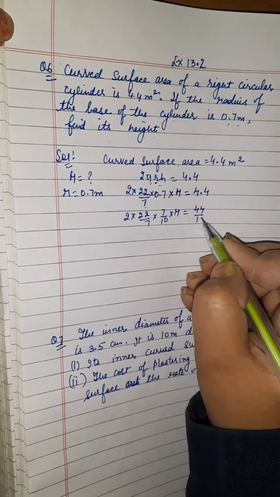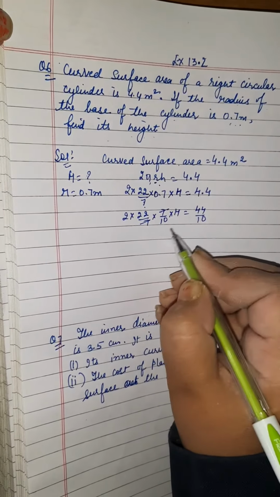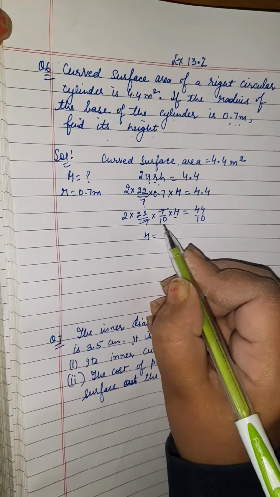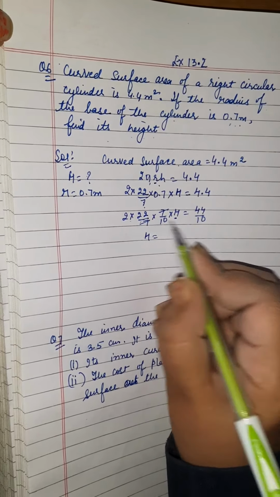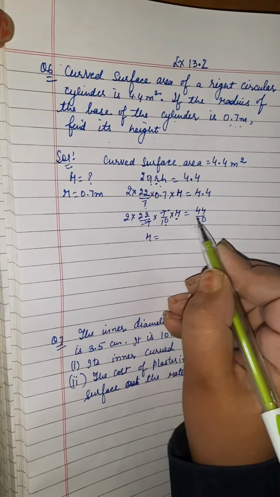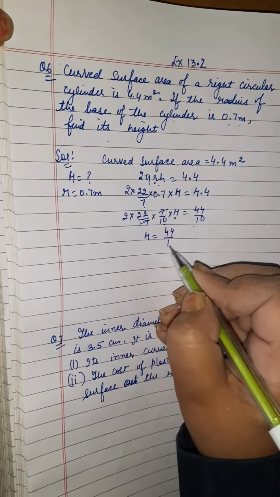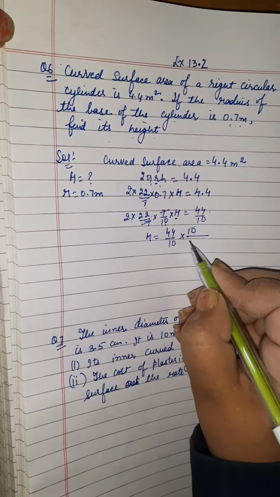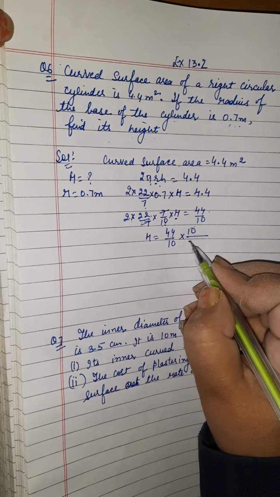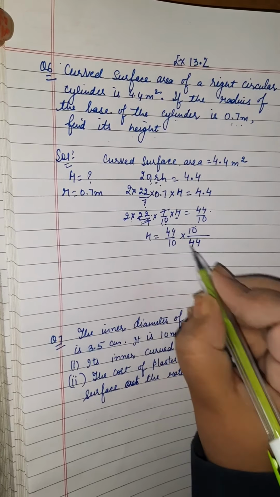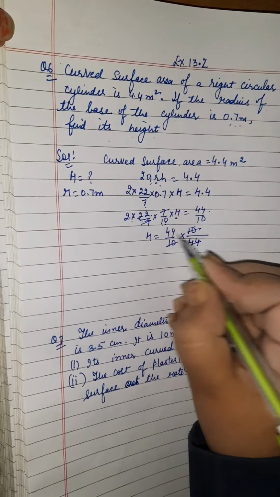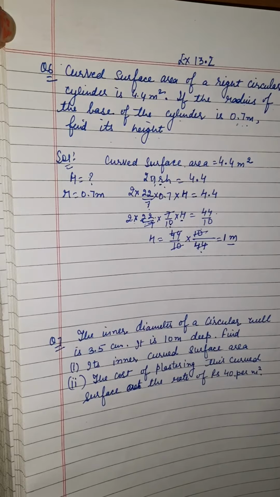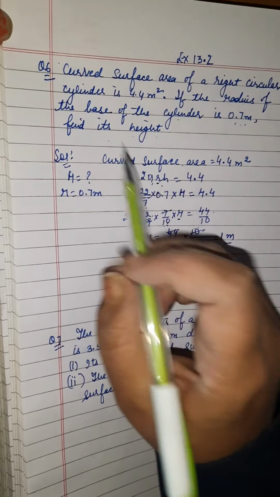Remove the points. Then we have to find the value of H. The other values will be multiplied or divided. If it is a multiply, on the other side it will be divide. If it is a divide, on the other side it will be multiply. This is 10, divide inside, multiply this side. 2 into 22 means 44. Multiply on this side, it will be divide. H is equal to 1 meter. So H is equal to 1 meter. That is your answer, this thing we had to find.